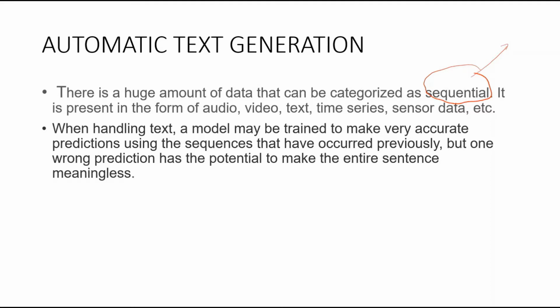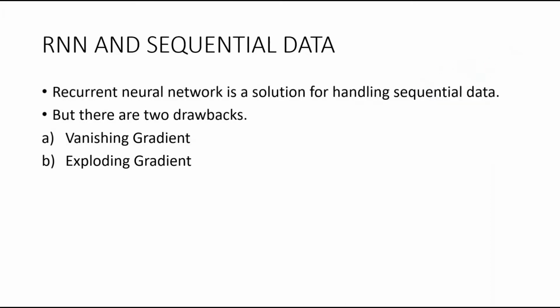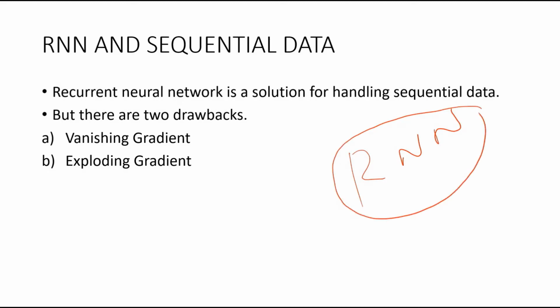When handling text, a model may be trained to make very accurate predictions using the sequences that have occurred previously. But one wrong prediction has the potential to make the entire sentence meaningless. Normally we use RNN, that is recurrent neural networks, to process sequential data or historic data. A recurrent neural network is a solution for handling sequential data.